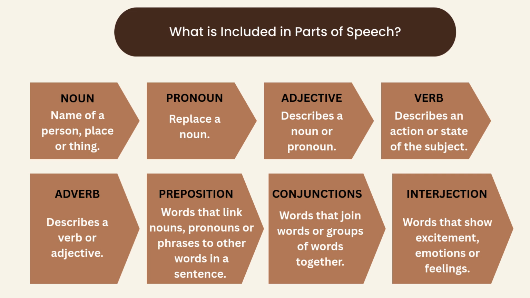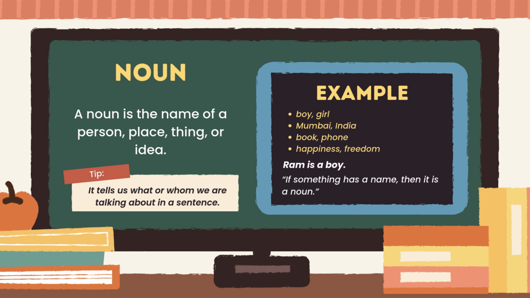अब थोड़ा सा इनके बारे में हम डिटेल में सीखते हैं. रेस्ट हम अपनी कमिंग वीडियोस में सीखेंगे. पहले आते हैं नाउन. नाउन यानी कि नेम ऑफ अ पर्सन, प्लेस, थिंग और एन आइडिया. फॉर एग्जाम्पल, बॉय, गर्ल, मुंबई, इंडिया, बुक, phone, happiness, freedom. Ram is a boy. Here, अगर किसी चीज़ का नाम है, that means it's a noun. It tells us what or whom we are talking about in a sentence.